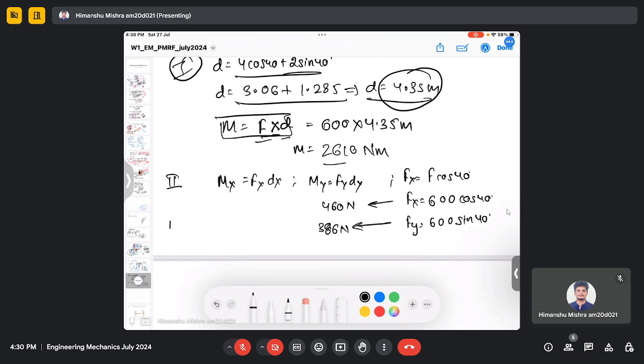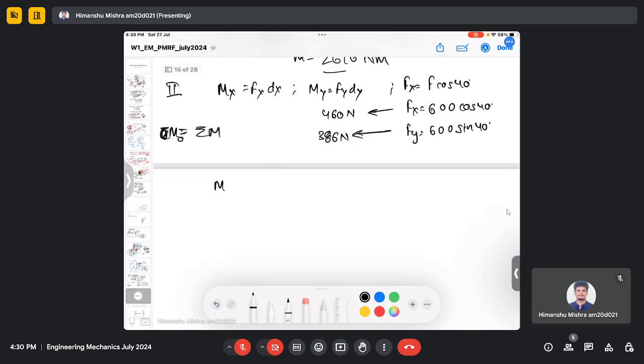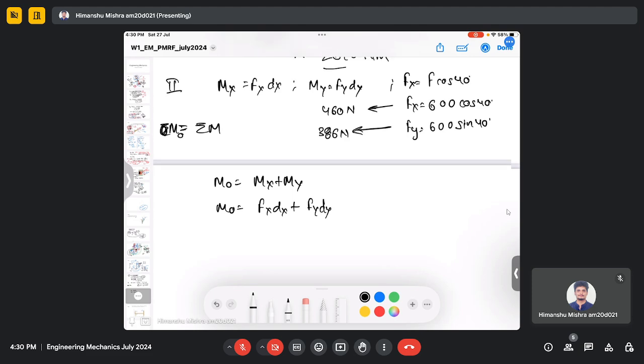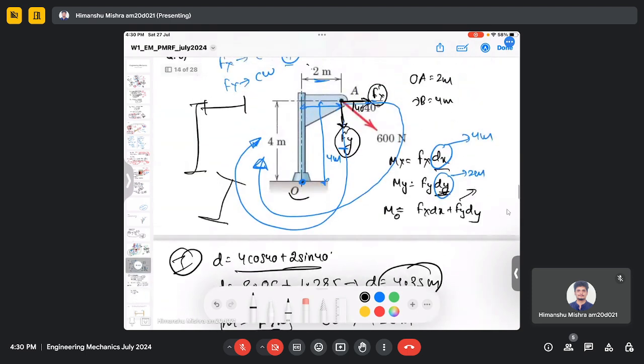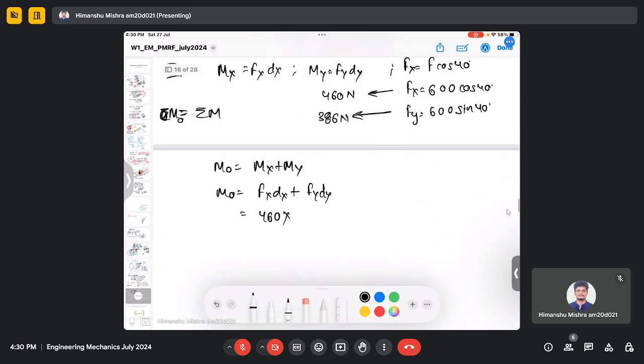Okay, so now the overall moment at point O will be given by the summation of all the moments. So it will be Mx plus My. So it will be Fx dx plus Fy dy. So my Fx is 460 and dx is this 4 meter. This is the perpendicular distance from Fx to O, plus 386 multiply dy, which is 2.